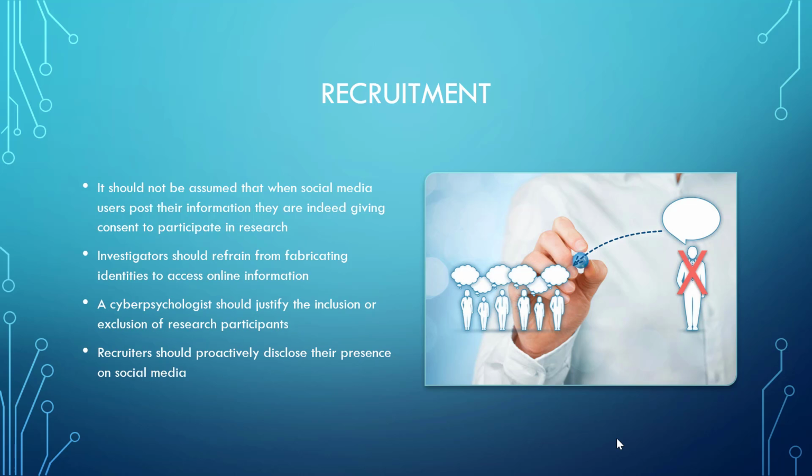Jelinas and colleagues have contended that privacy and investigator transparency are of seminal importance. Given that most social media users post their private information in an effort to connect with others, it should not be assumed that they are giving consent to participate in research, even if their data is accessible by everyone on the web. Respect of persons is paramount when encountering a great deal of private information. Additionally, transparency requires that the investigator avoids deception and refrains from fabricating online identities to gain access to online communities. Recruiters should also proactively disclose their presence on social media when collecting information for recruitment purposes.